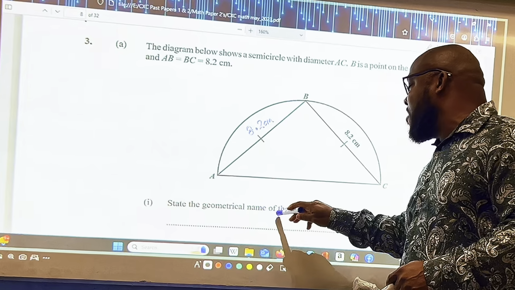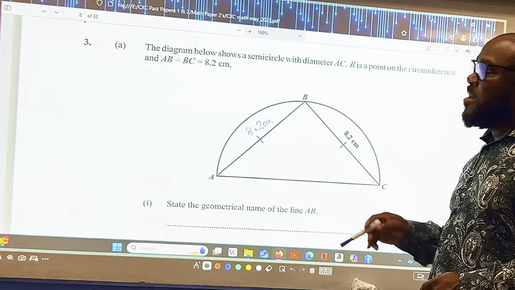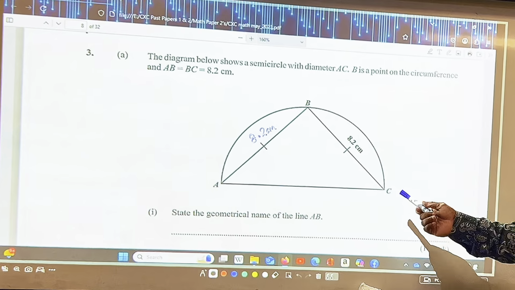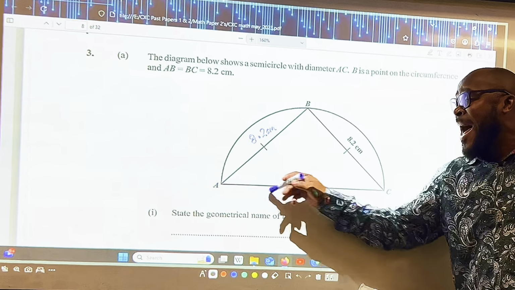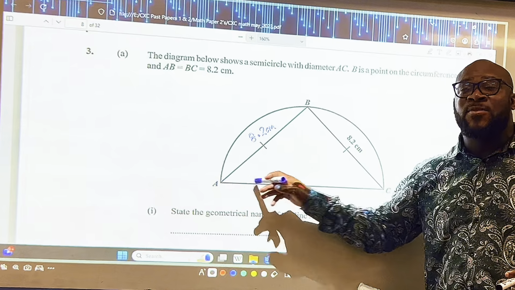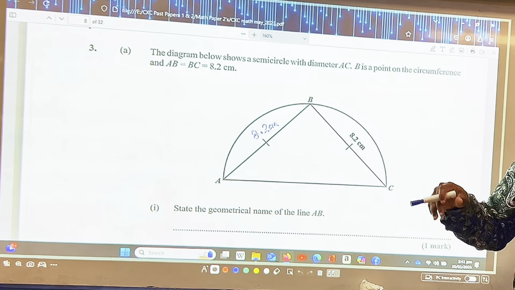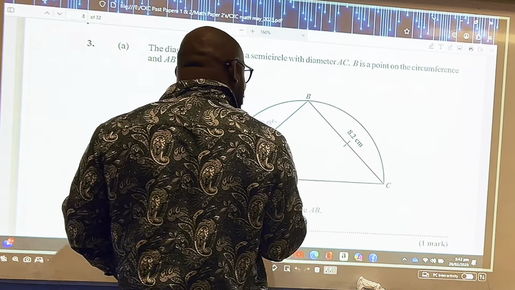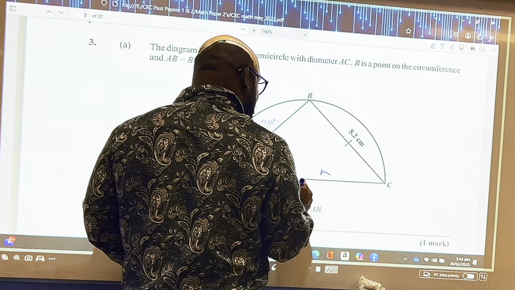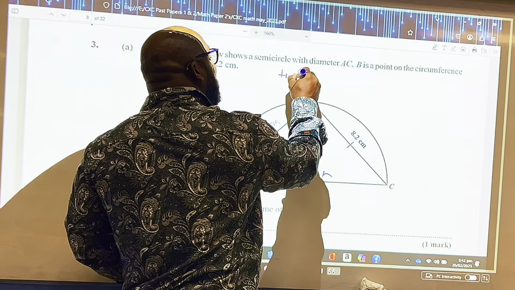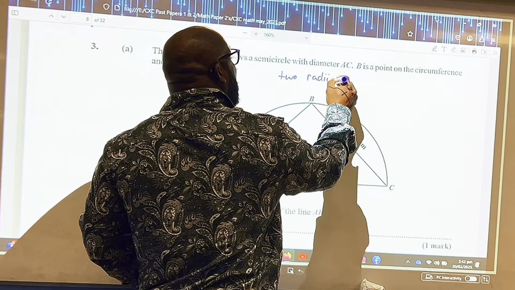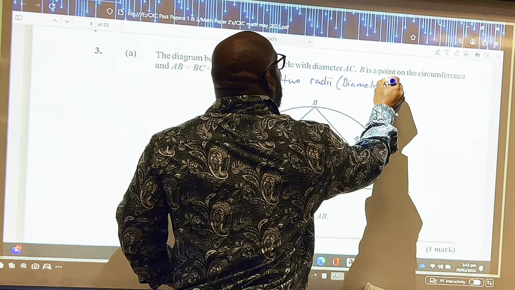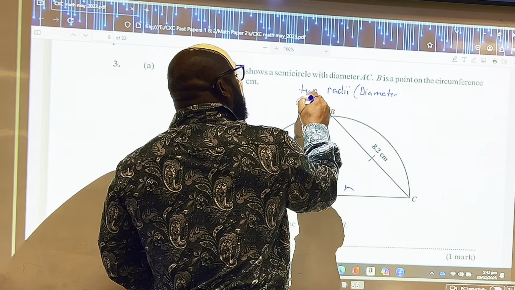State the geometrical name of the line AC. That is something you just need to know. When a line goes from A to C on a circle and cuts the circle in half, what do you call that line, A to C? A diameter. Half of that diameter is called what? A radius. So two radii, the plural of a radius is radii, gives you a diameter.